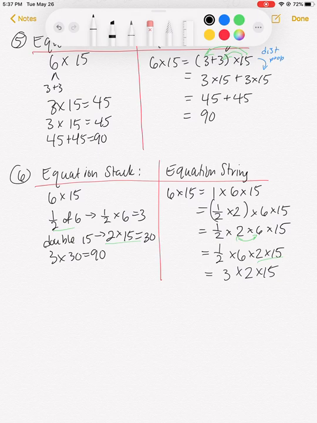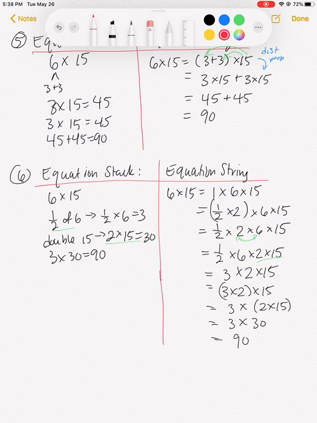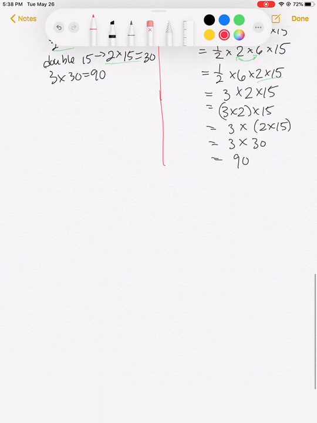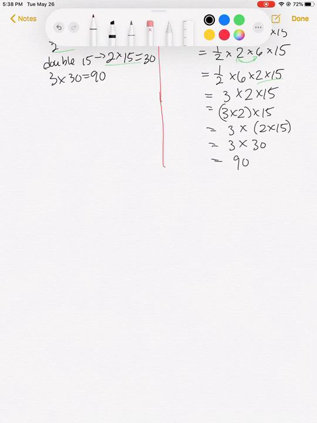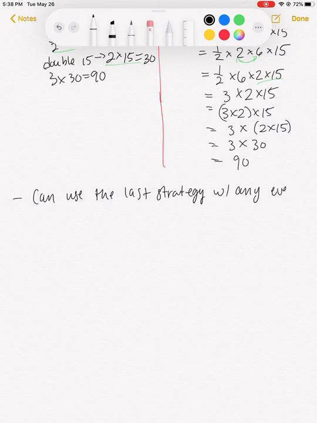Normally, we do 3 times 2 first, in the order of operations, but we don't have to with multiplication. We can do 3 times 2 times 15 next. And that's what the student did. They calculated the 1/2 of 6, then they did the 2 times 15, which became 30. And 3 times 30 is 90. Okay. So this strategy that the student introduced last, you can use the strategy of halving the first number and doubling the second in a product with any even multiplication fact.